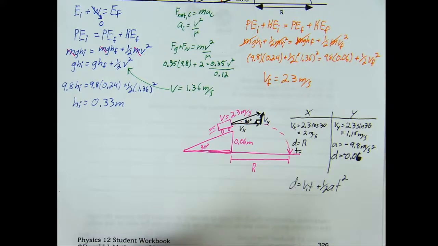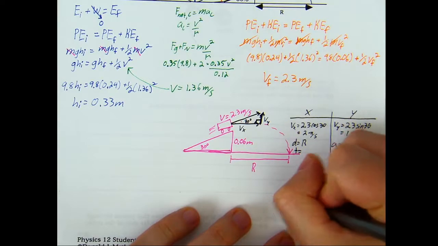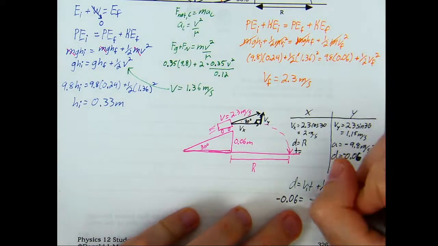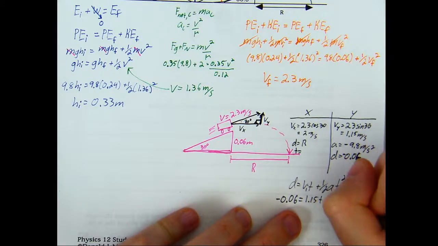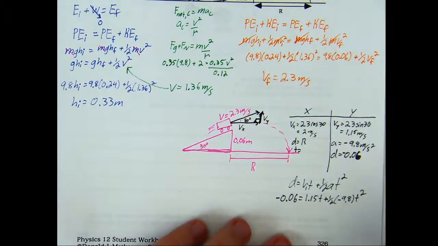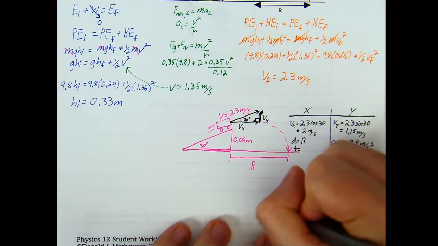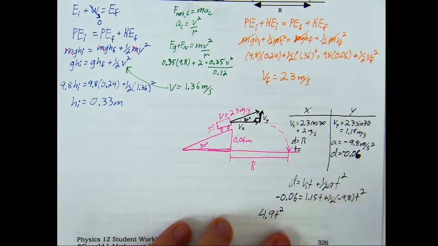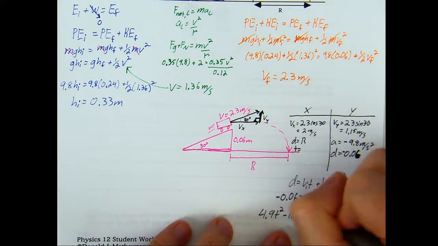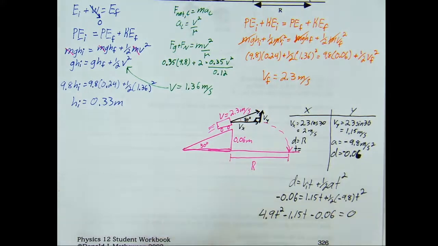At this point, you should all be comfortable with the quadratic equation. So my displacement is downwards 6 centimeters, so it's negative 0.06 equals my initial velocity in the y direction of 1.15 t plus 1/2 negative 9.8 t squared. If I rearrange this equation, I am going to get the following quadratic. I'm going to multiply these together and move him over. So we're going to get 4.9 t squared minus 1.15 t minus 0.06 equals 0. And now at this point, I believe you all should have the mathematical ability to solve this problem.